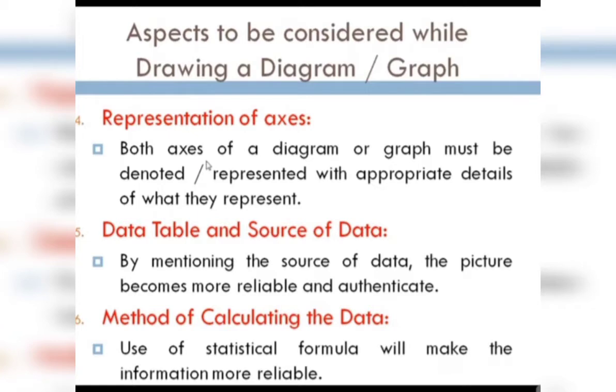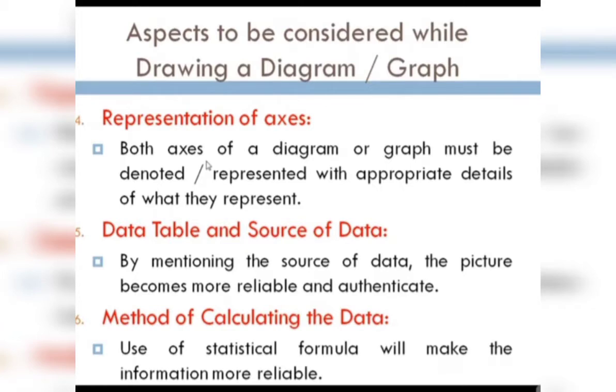Then the fifth one, you can say sources of data or the data table. By mentioning the source of data, the picture becomes more reliable and authentic. So whenever we are drawing, such information should be mentioned by us. The sources of that particular data must be mentioned. For example, at the time of analysis of the growth rate of the national income of different countries, the World Bank and economic survey must be mentioned whenever we are drawing the diagram or the graph. Okay, so this is the fifth one.